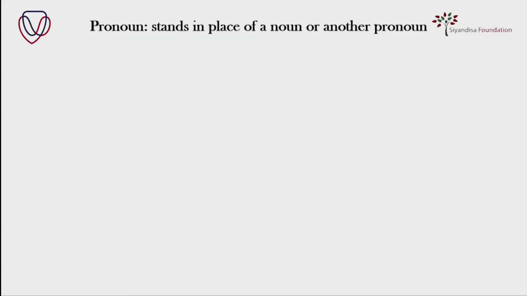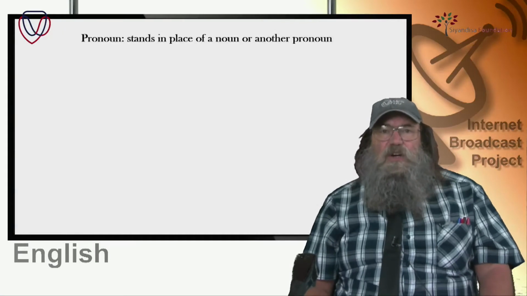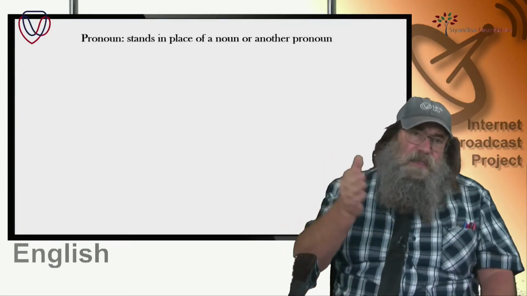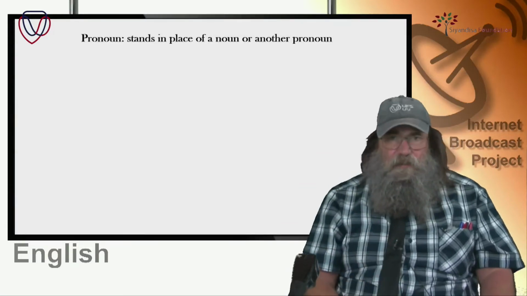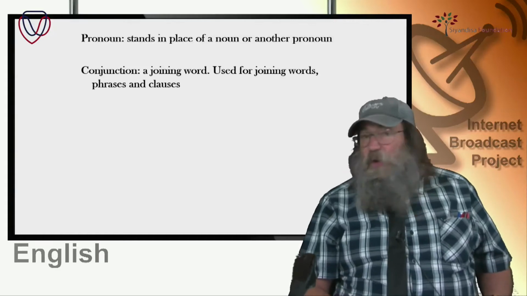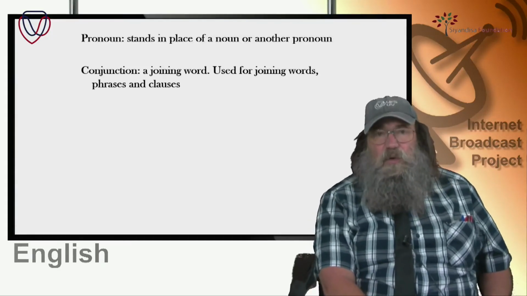For example, if I hit my thumb with a hammer, I cannot say, "I hurt me." I have to say, "I hurt myself." The reflexive pronoun has now replaced the personal pronoun. Okay. A conjunction is a joining word, and there I've put used for joining words, phrases, and clauses.